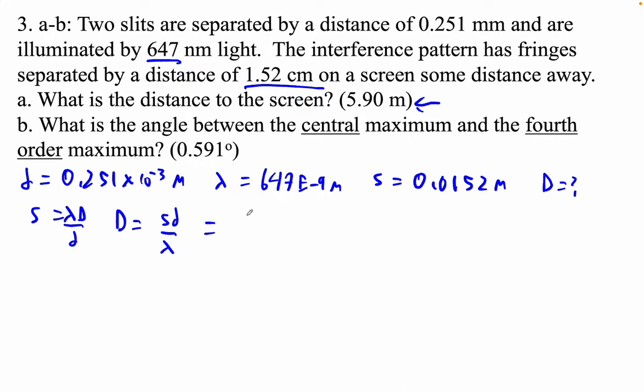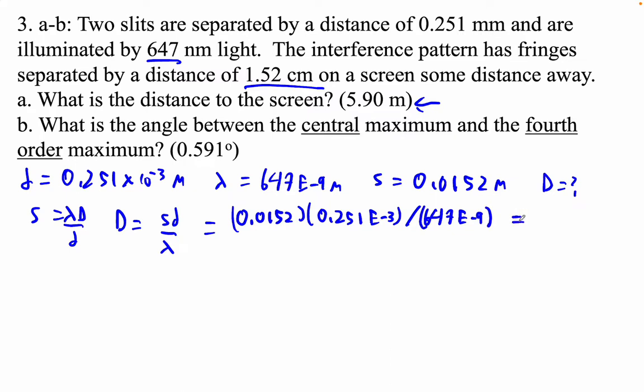Okay, so it's going to be 0.0152 times 0.251 times 10 to the minus third. And then we're going to divide by the wavelength, 647. All right, let's solve for that.